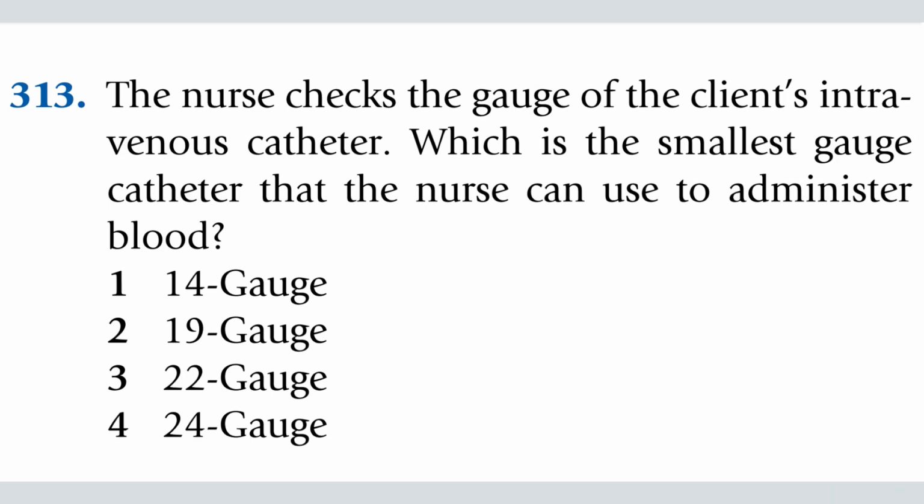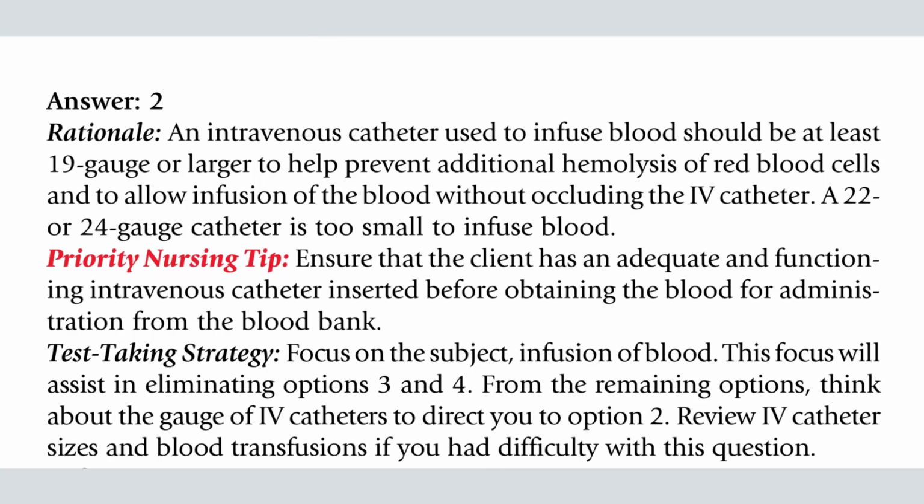313. The nurse checks the gauge of the client's intravenous catheter, which is the smallest gauge catheter that the nurse can use to administer blood. 1. 14 gauge, 2. 19 gauge, 3. 22 gauge, 4. 24 gauge. Answer: 2. Rationale: an intravenous catheter used to infuse blood should be at least 19 gauge or larger to help prevent additional hemolysis of red blood cells and to allow infusion of the blood without occluding the catheter. A 22 or 24 gauge catheter is too small to infuse blood.